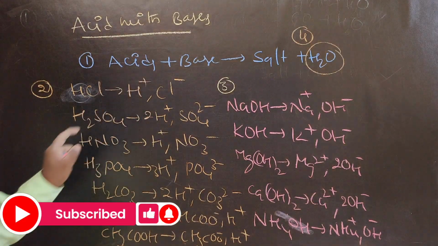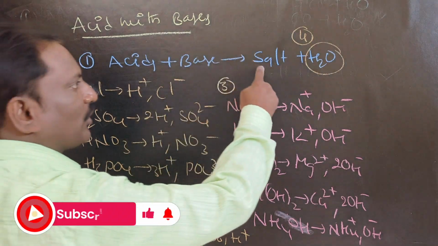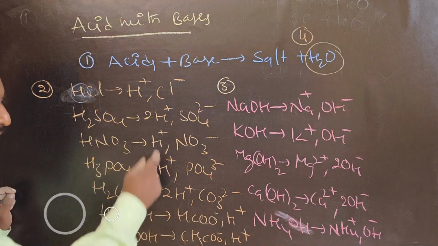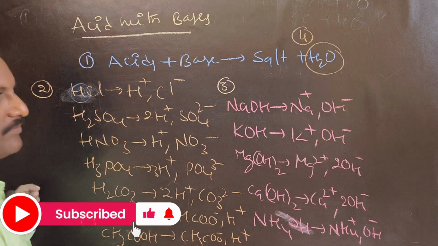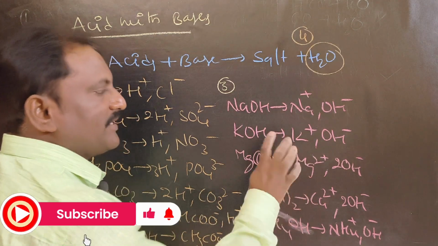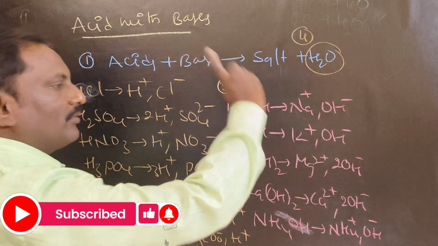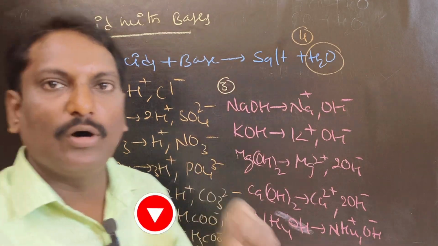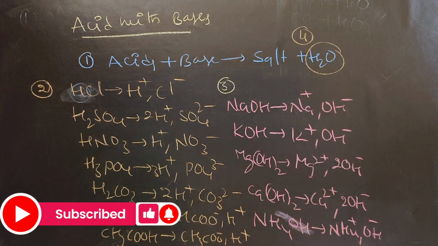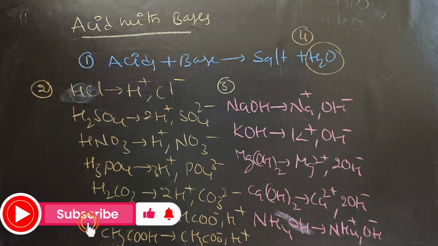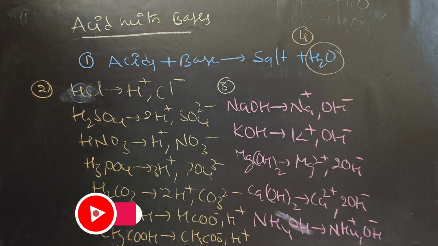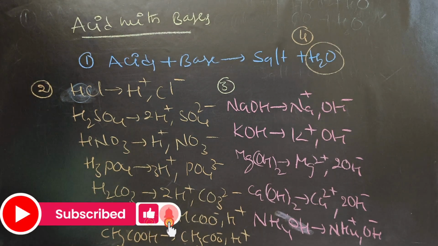Point number 1, statement: generally, acid reacts with base gives salt plus water. Point number 2, acids and their examples and ions present in them. Point number 3, bases and their examples, ions present in the bases. Point number 4, water molecular formula. Please copy these points. Very good.